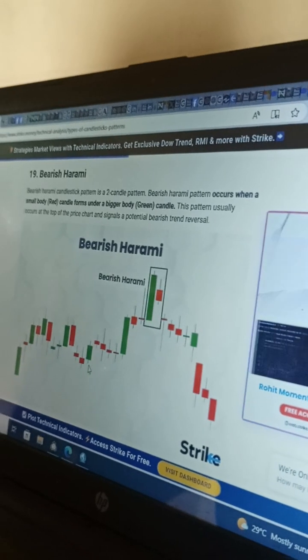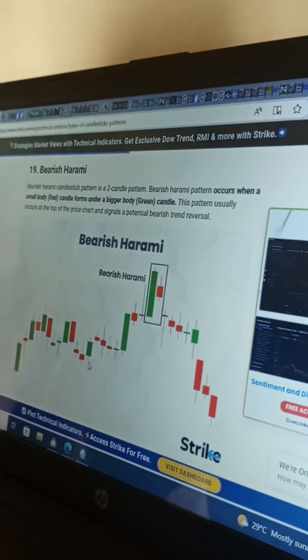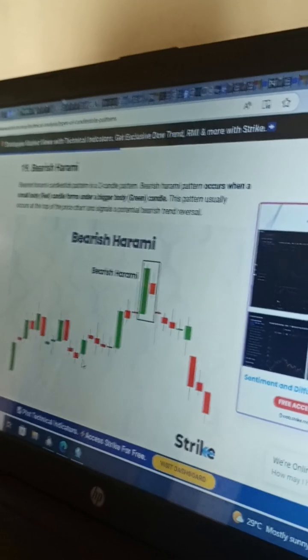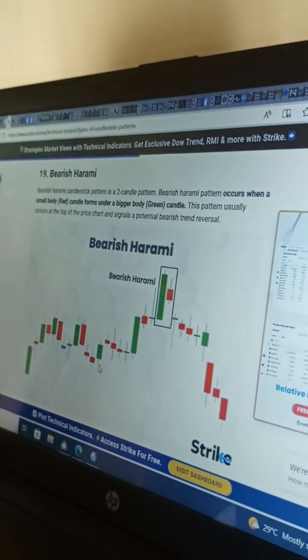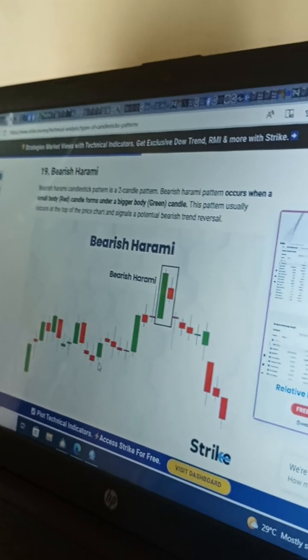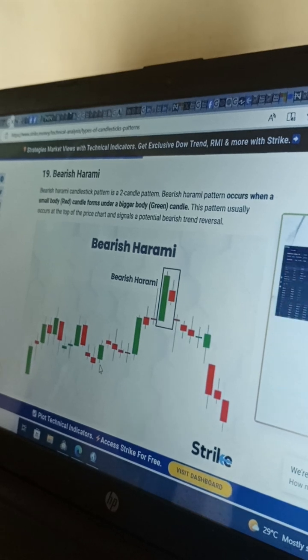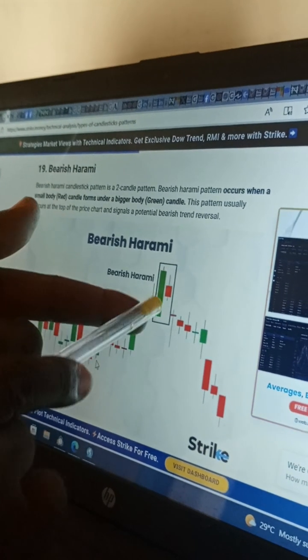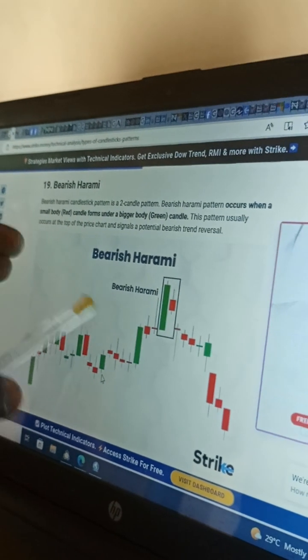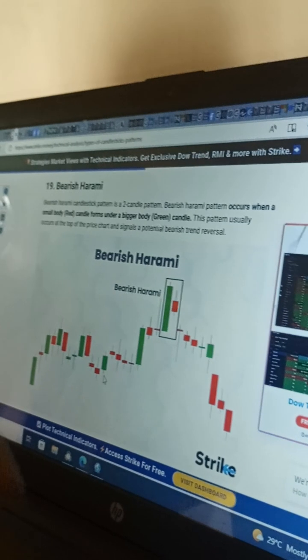So this is bearish harami. Now, you know we have dealt with bullish harami at the bottom of the trend where it was bearish and then we saw a small bullish candle. But in this case, it is bullish, and we have what? A small bearish candle. Yeah. That's to show us now that we are in a bearish harami.